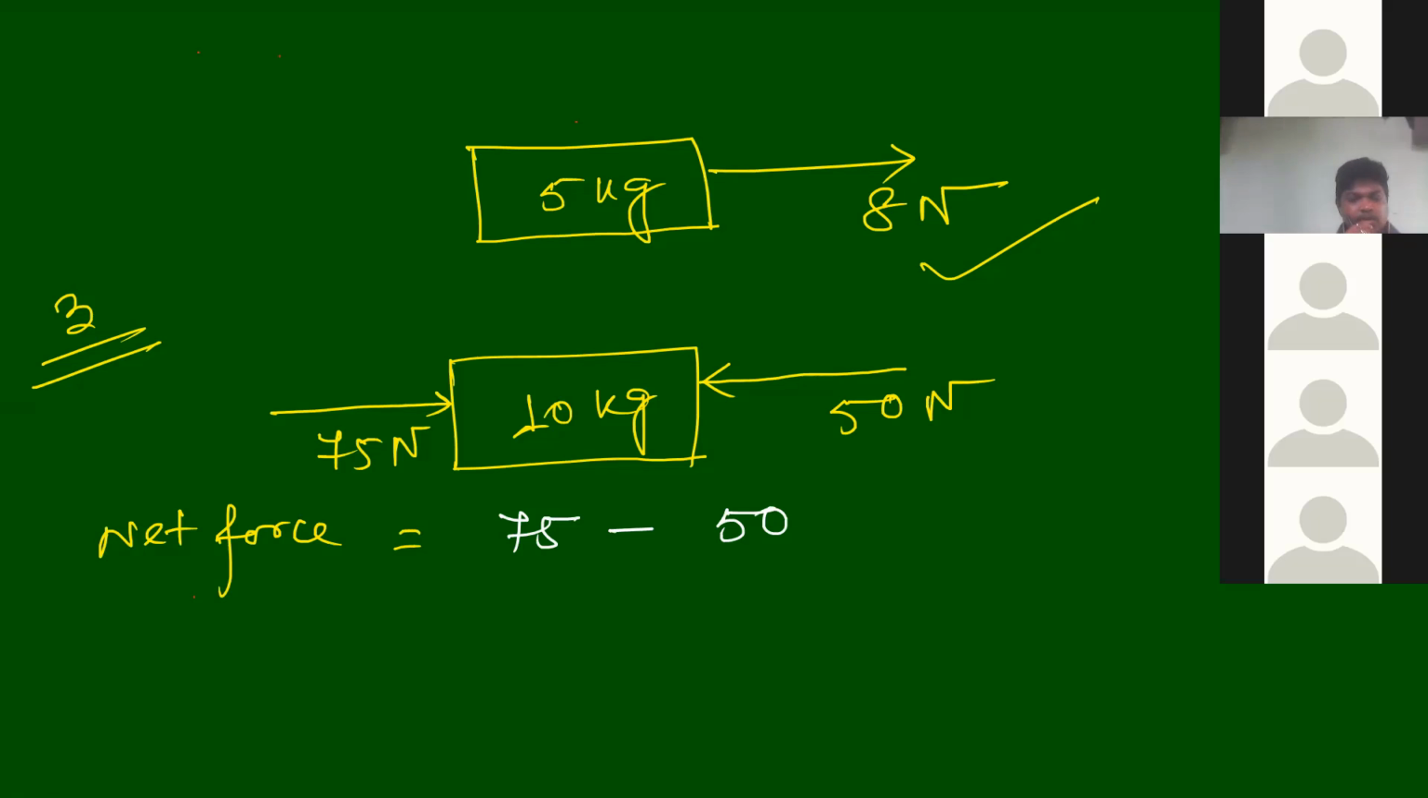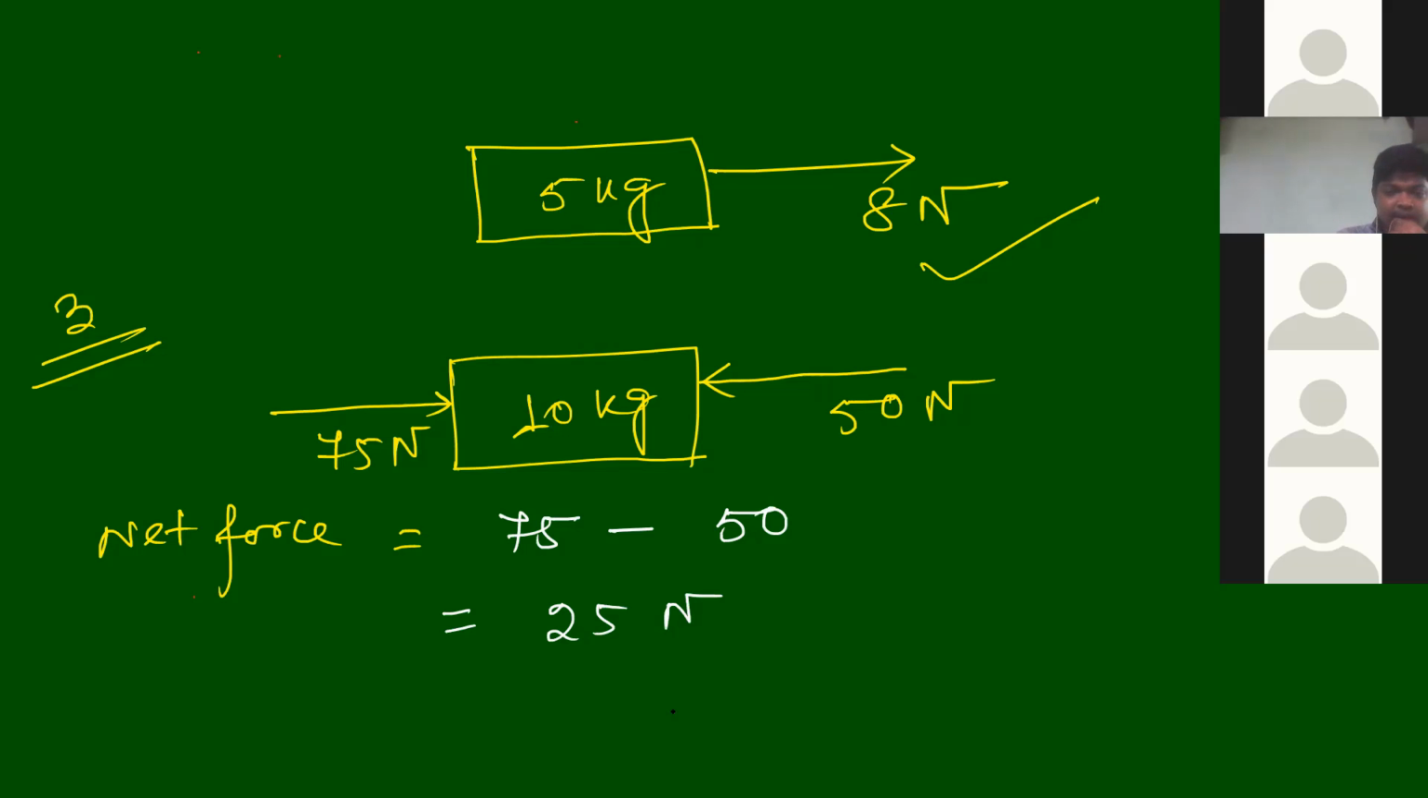So both of the forces are in the opposite direction. That's why you have to calculate the net force. 75 minus 50 is equal to 25 Newton, right? So the net force applied on this object is 25 Newton. But you also have to tell me the direction of the net force. The right direction, obviously. So the net force has a value of 25 Newton and its direction is to the right.